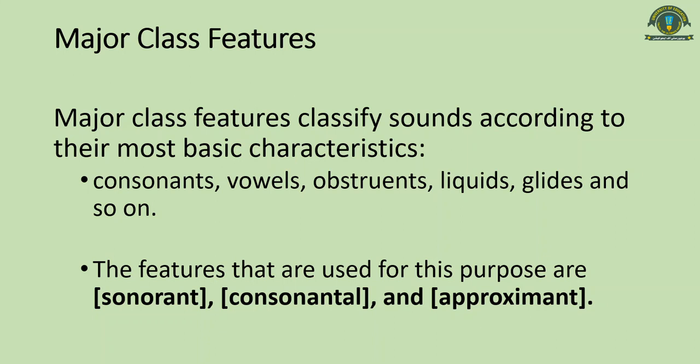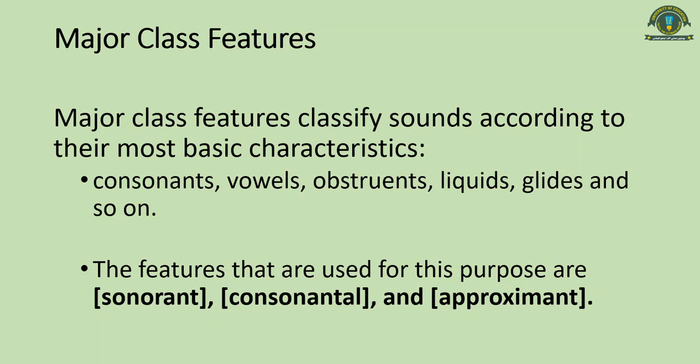Major class features classify sounds according to their most basic characteristics. Dear students, when we try to define speech sounds, their most major classes will be consonants and vowels. If we move a little further, the other major categories will be obstruents. Obstruents, generally stops, are the consonants which have greater restriction in the passage of air when they are pronounced. And then certain other major classes are liquids and glides. Liquids include l and r, and glides include w and y.